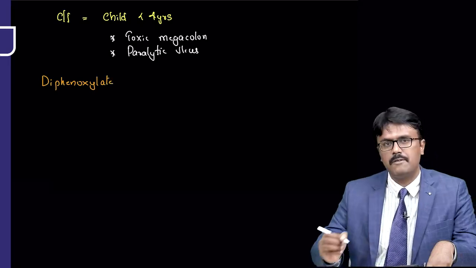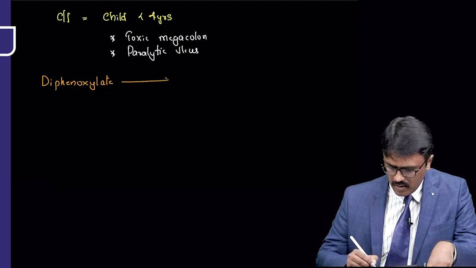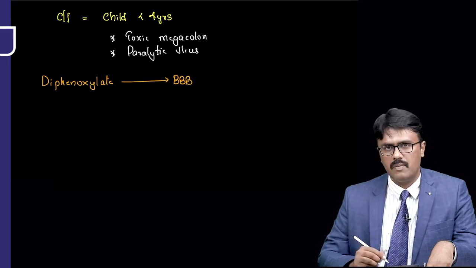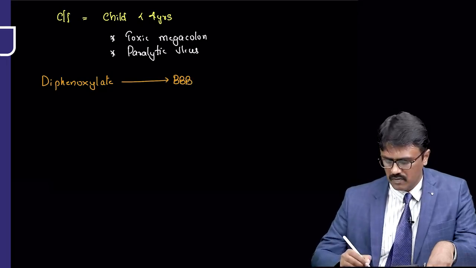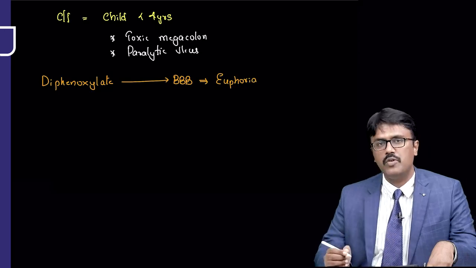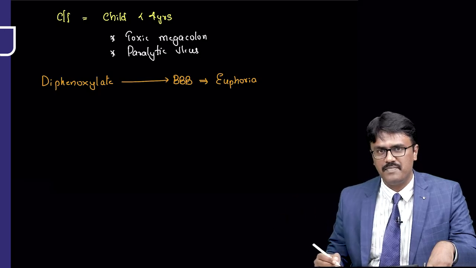Then what is the difference? Diphenoxylate can cross the blood-brain barrier. Since it crosses the blood-brain barrier and is an opioid, the patient can develop abuse, because the drug will produce a pleasant effect, that is euphoria. So the patient will forget the diarrhea because he is getting euphoria.